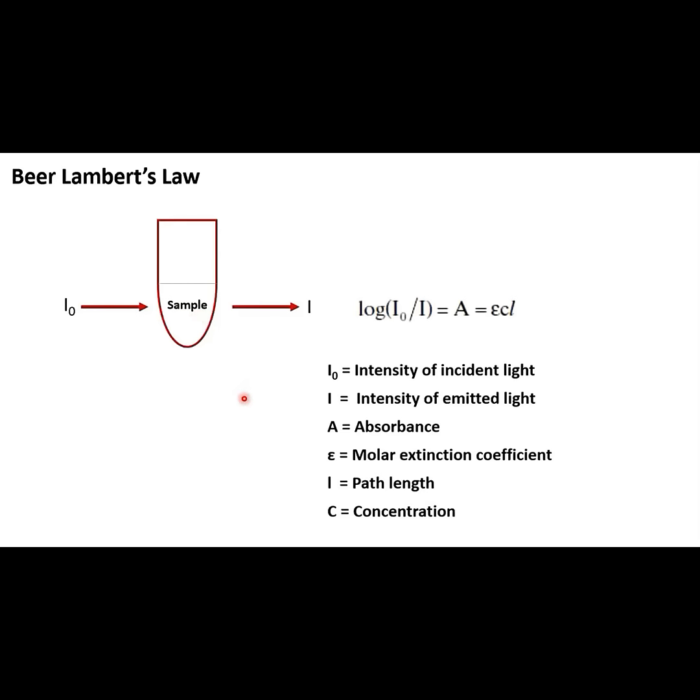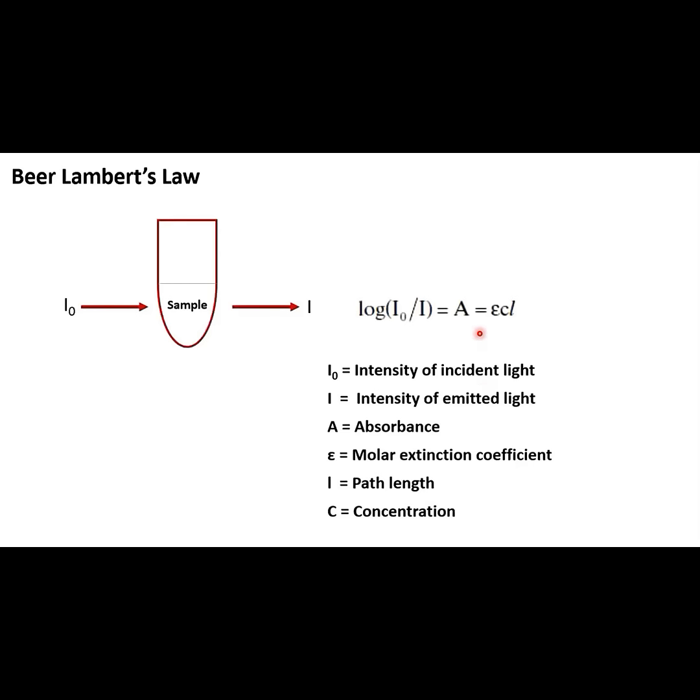Now, what do we mean by epsilon or molar extinction coefficient? The molar extinction coefficient is the measurement of how strongly a chemical species can absorb light. The more the light absorption, the higher the value of epsilon. It is an individual property of the chemical species, which means it depends upon the nature of the species, and for different chemicals, the value of epsilon or molar extinction coefficient will be different.